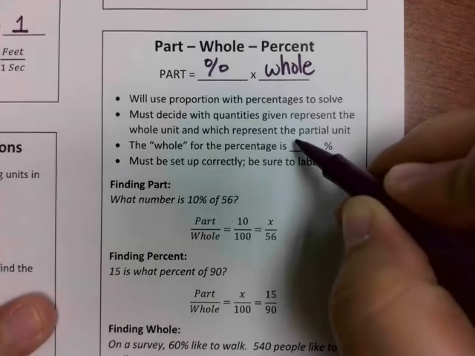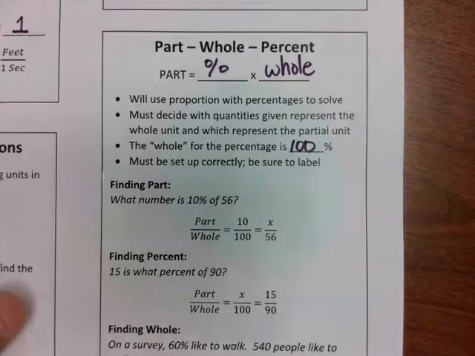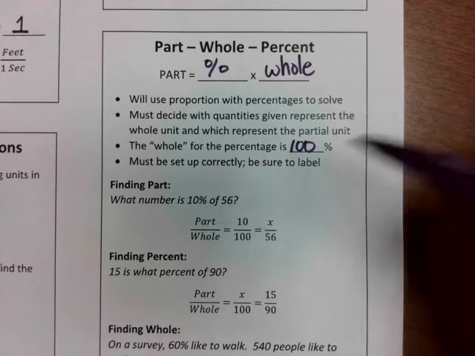The whole for a percent is always 100%. Percentage is always out of 100. And it must be set up correctly. Like I always mention in every single section, make sure you label. Labeling just helps you ensure that you're setting it up in the right spots.